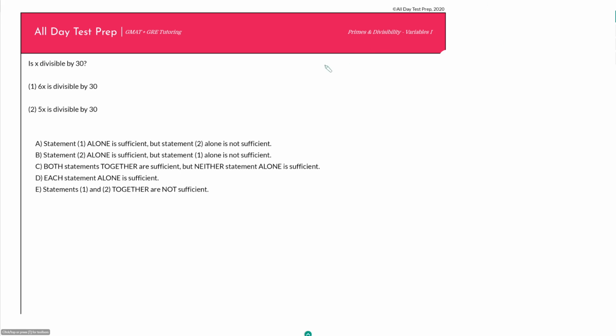Is x over 30 equal to an integer? I like this way of writing it because it gives you an equation, and you can then rearrange your equation. In this case, we are rephrasing our question, which is important to remember. So we can write this as, just multiply each side by 30, is x equal to 30 times an integer?